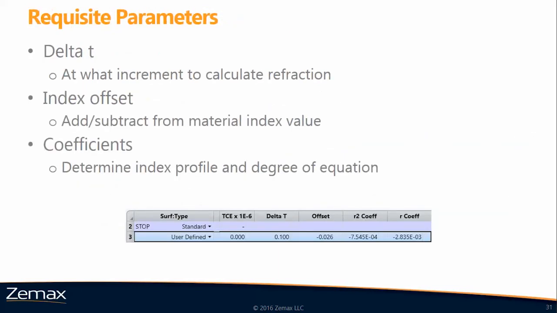There are 3 parameter types to define our gradient index surface. Delta t is standard to all GRIN surfaces and controls how often the rays are recalculated within the sample. The index offset adds or subtracts from the index value defined by the material, a helpful option for keeping the profile within the material's range of values. Finally, the lens data editor will include as many coefficient values as needed for the number of terms in the equation.